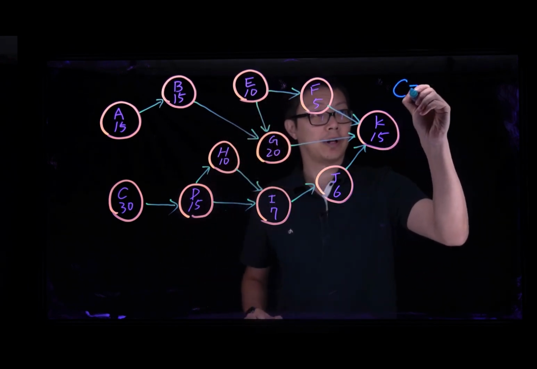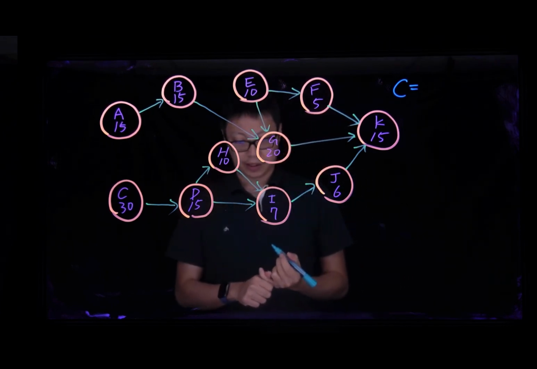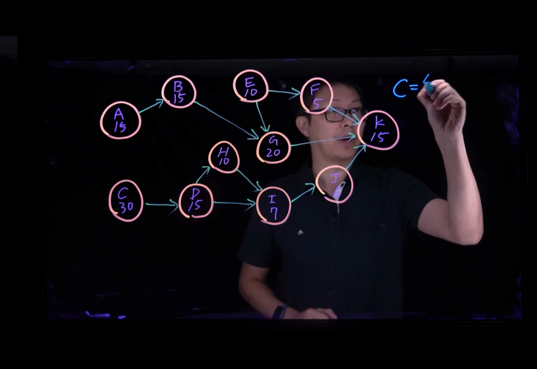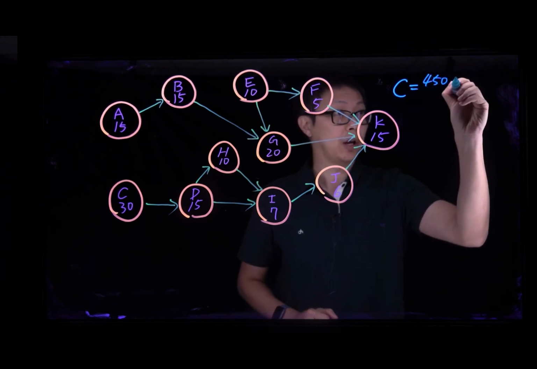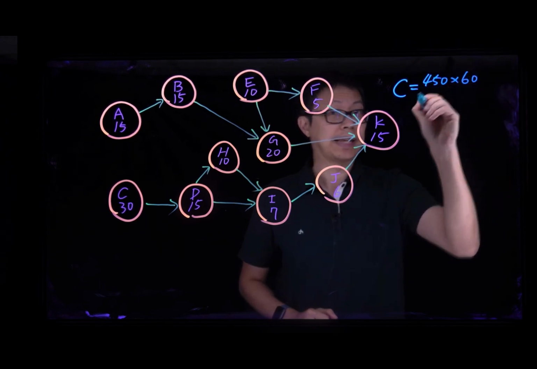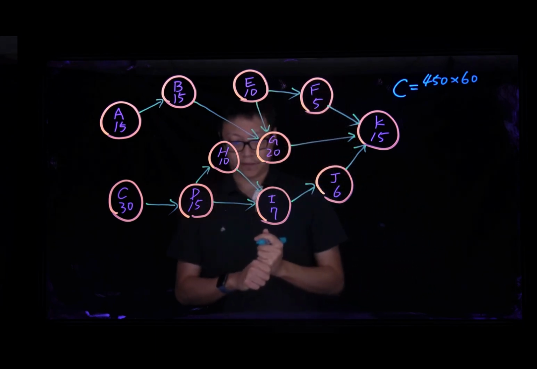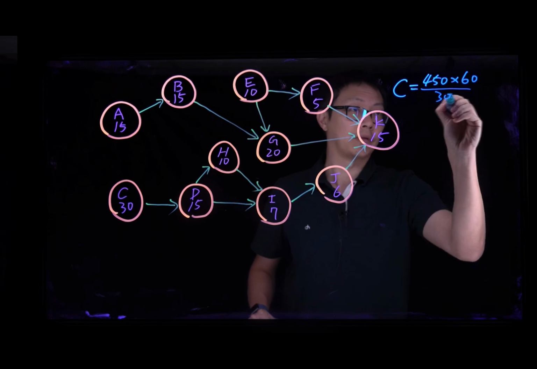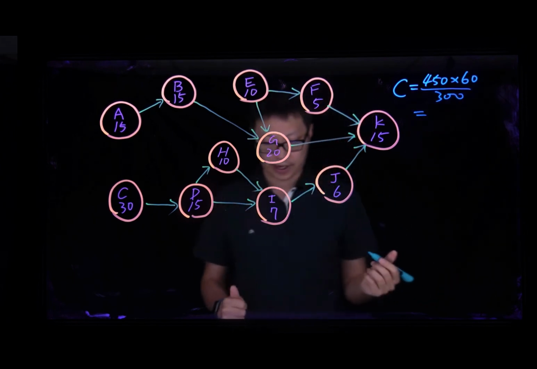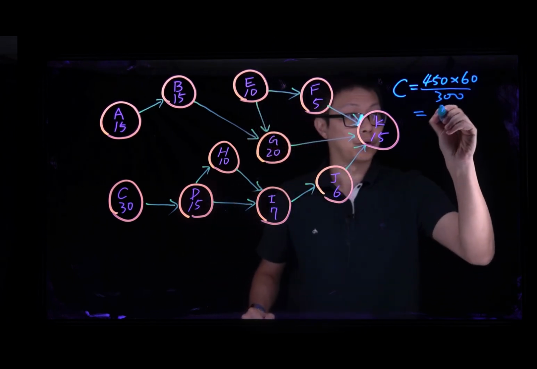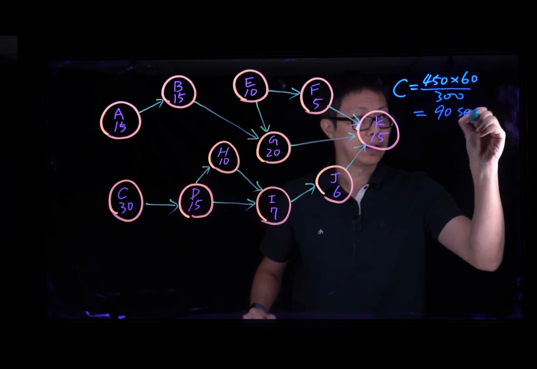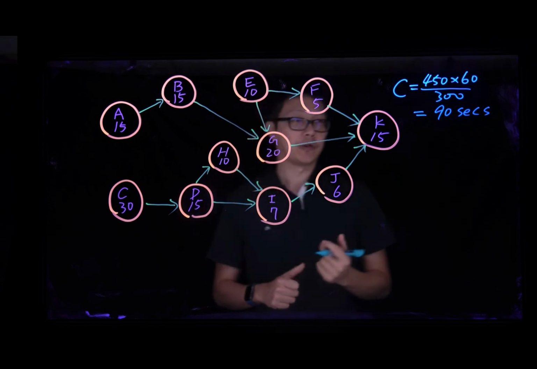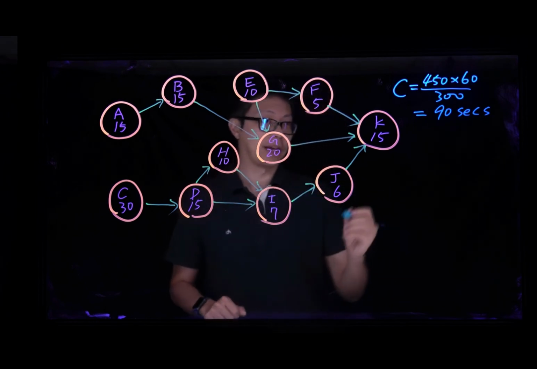We know the cycle time is equal to the total time available to you, so that will be 450 minutes. We want to convert this to seconds and divide it by the total output you want to have. That will be 300. So in this case, the cycle time will be equal to 90 seconds. Okay. Then we can calculate theoretically how many workers that you need to have.